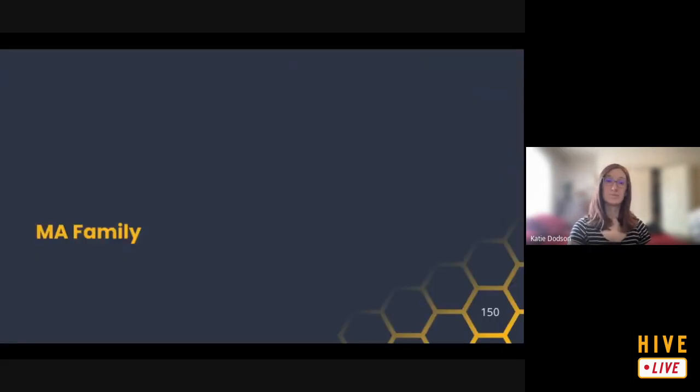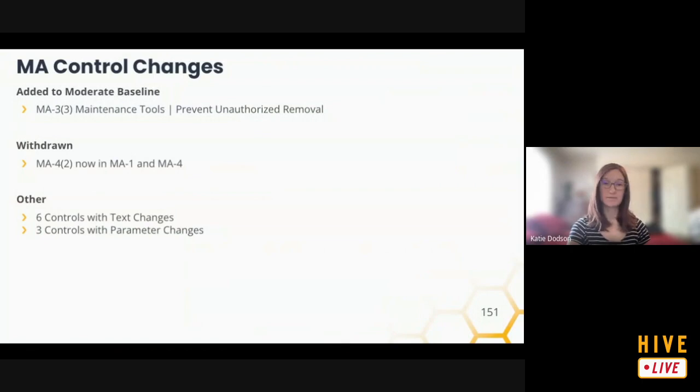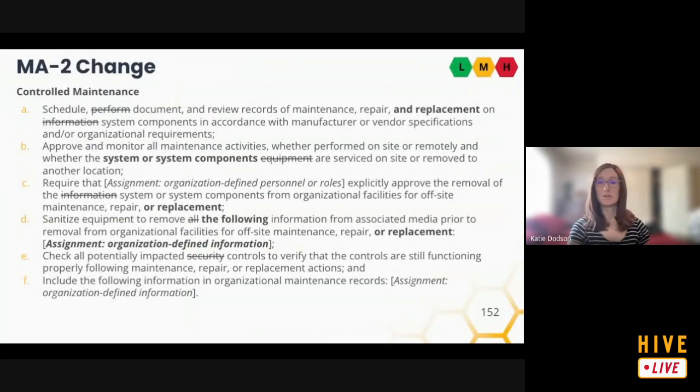That's it for IR. Moving along to MA, there was a control that was added to the moderate baseline for preventing unauthorized removal of maintenance tools. MA 4.2 was withdrawn and incorporated into other parts of MA, and there were some text and parameter changes. So MA 2, schedule, document, and review records of maintenance, repair, and replacement on system components. That's new for Part A.